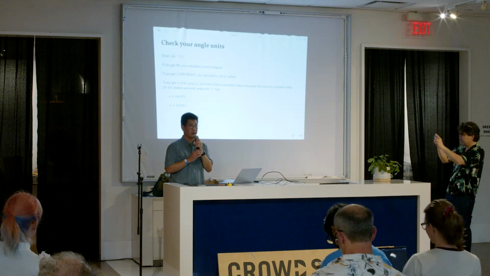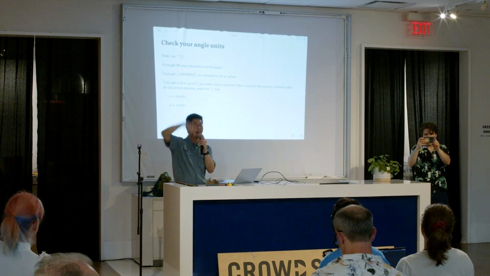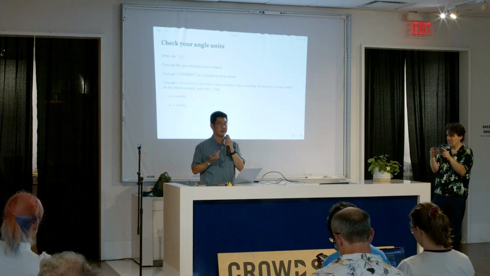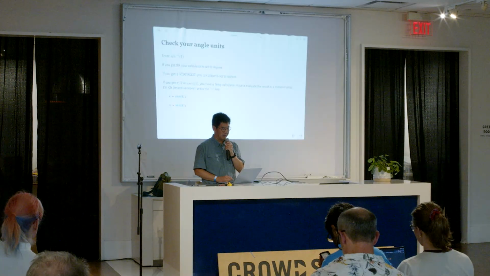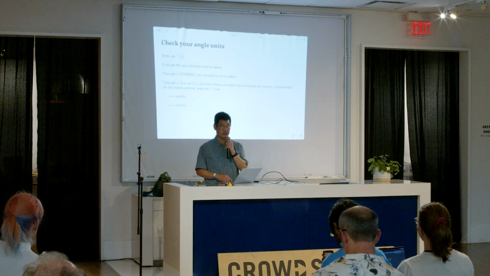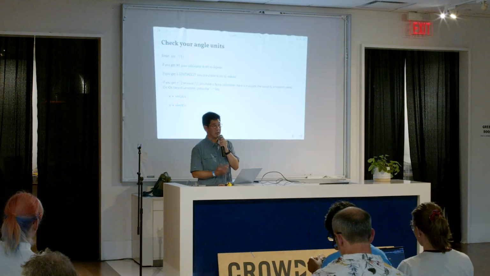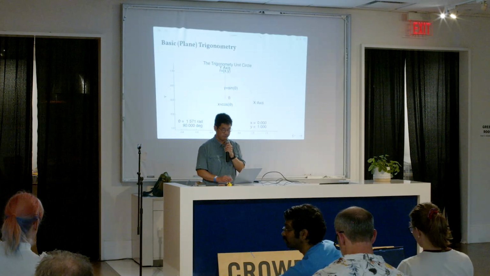Okay, let's check our angle units. Who's actually going to do this on their calculators? To check your angle units, enter 1 and enter the key combination for inverse sine. If you get 90, your calculator is set to degrees. If you get 1.57, your calculator is set to radians. If you have a symbolic result, press the enter or equal key to evaluate to a numerical result.